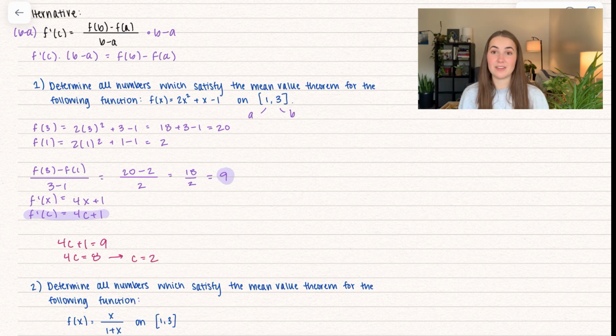And we found a c value. Now, be really careful because this isn't us being completely done. What we need to do is make sure that this value that we got fits within our interval. In this case, it does. 2 is between 1 and 3, so we found all our c values, and this is going to be our final answer. Let's go ahead and try another problem.